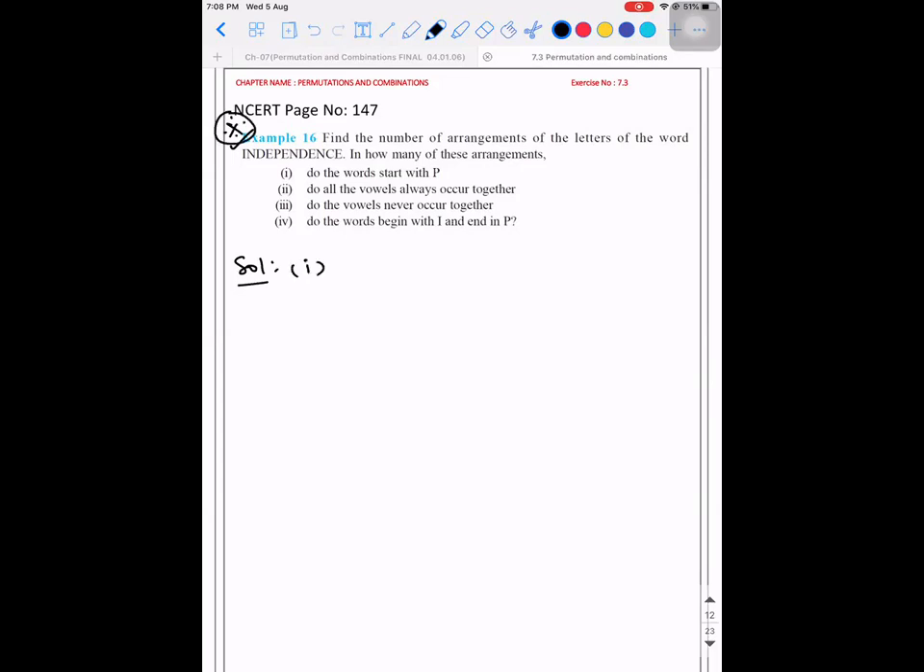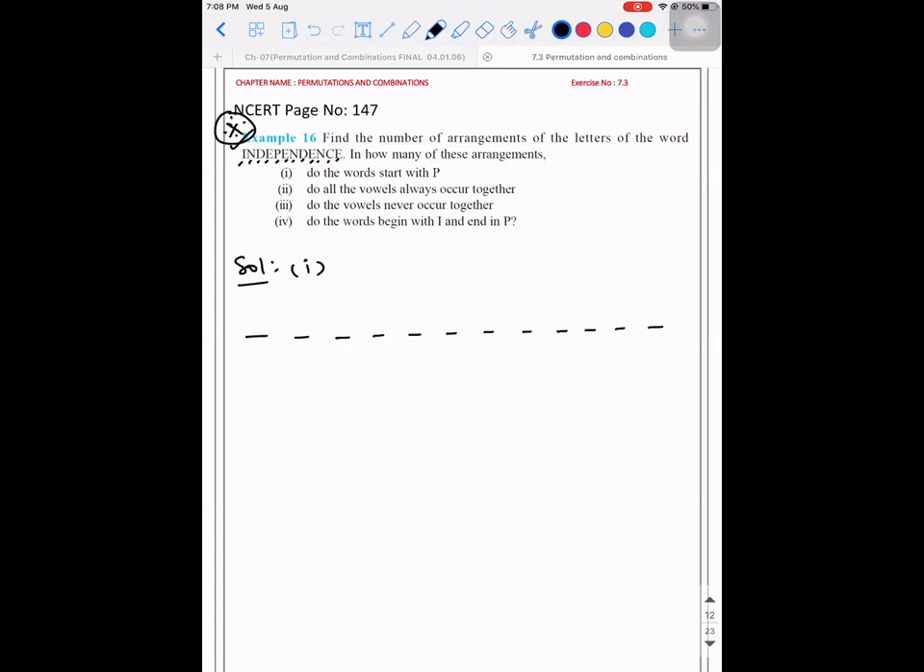So first question is, independence is how many lettered word? 1, 2, 3, 4, 5, 6, 7, 8, 9, 10, 11, 12. So you have 12 blank spaces. I hope it is clear.